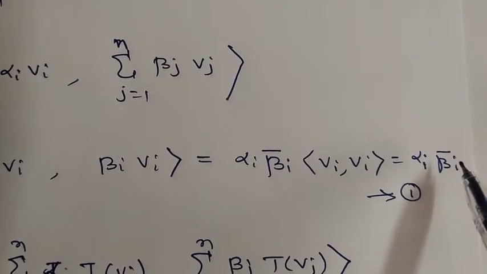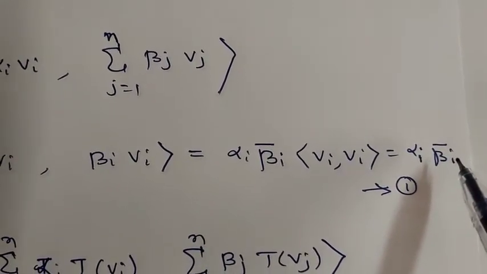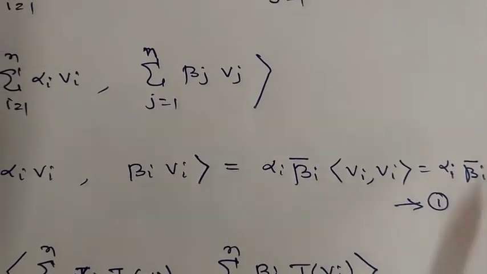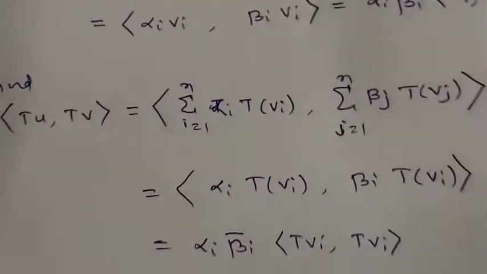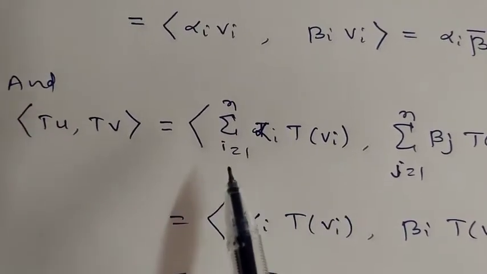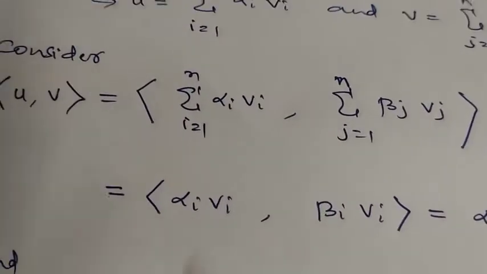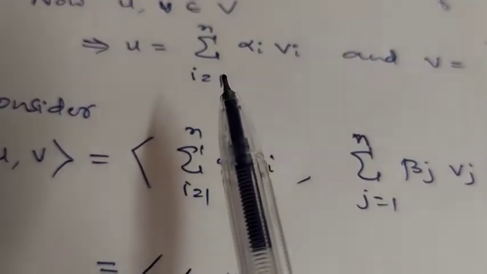Beta I bar means the complex conjugate of beta I. So call this equation 1. Now consider the inner product of T of u comma T of v. So T of u means what? U is this one. T of u becomes what?